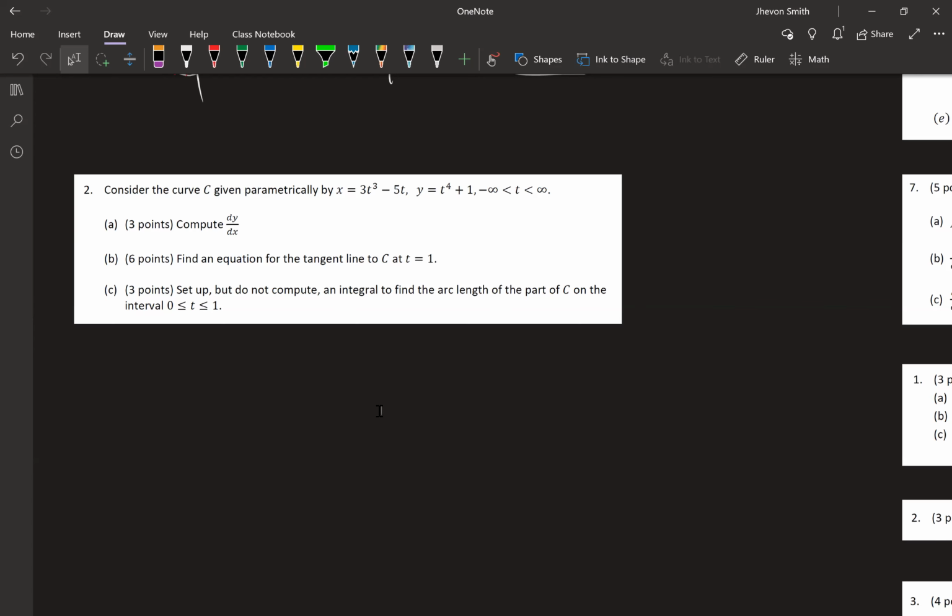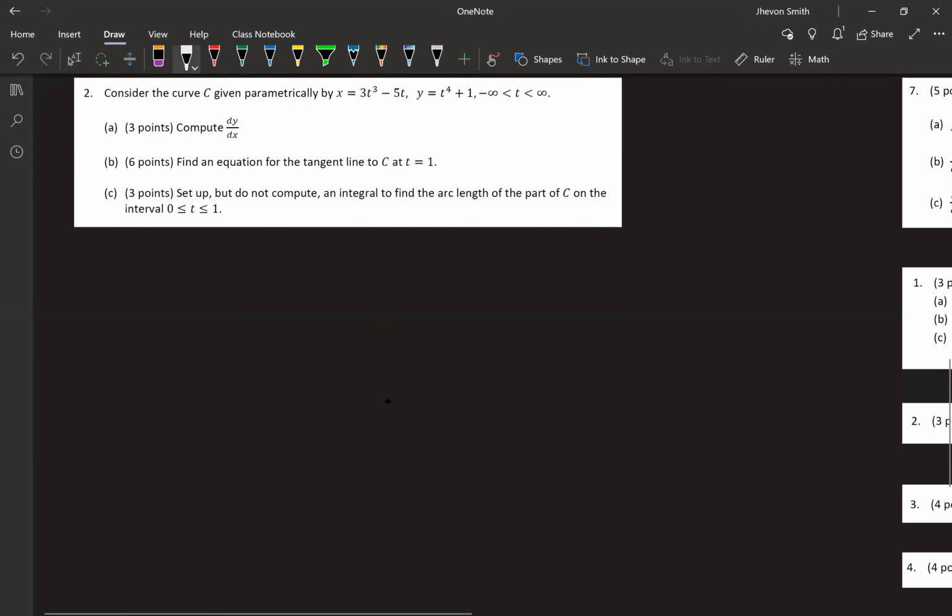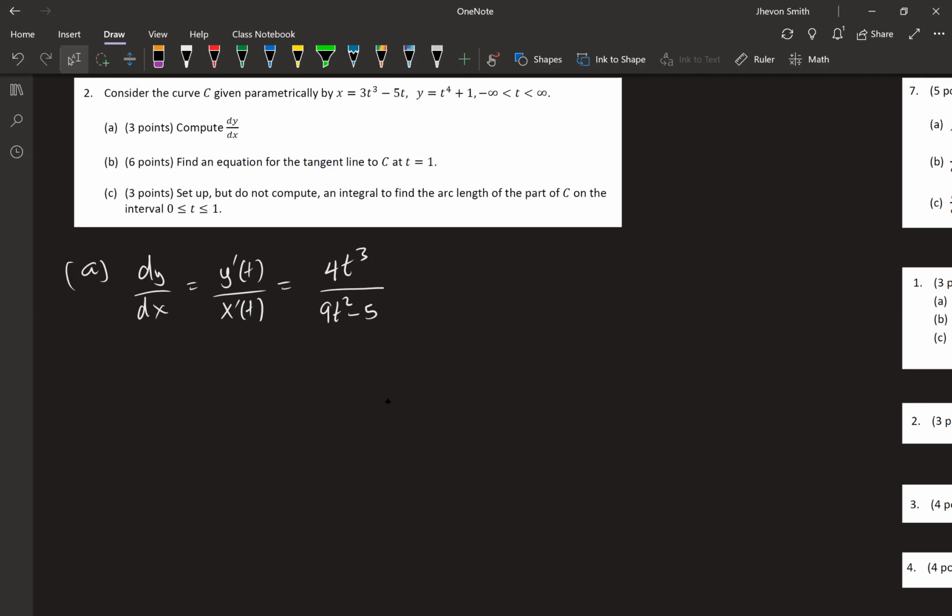So I'm looking at this one, problem 2. Remember, our dy/dx is just going to be our dy/dt divided by dx/dt. So dy/dt is going to be 4t cubed over dx/dt, which is 9t squared minus 5. And that's your answer there. Look at B, equation of the tangent line at t equals 1.